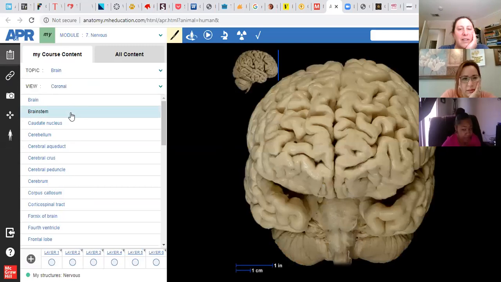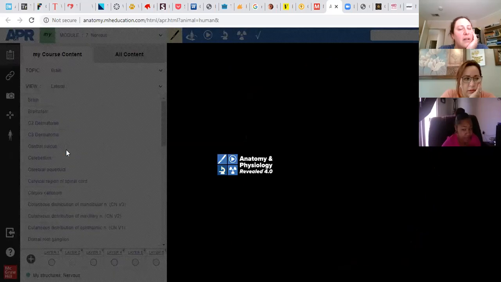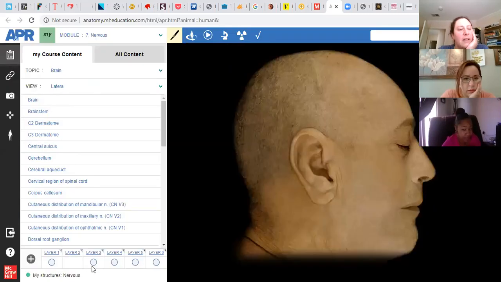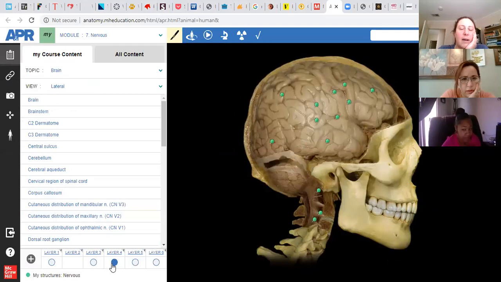Your coronal section is viewing this from the front, which is kind of interesting. Your lateral is actually in layers. So their first layer is skin. Your second layer would be bone, but they cut that away. So this allows you to see the dura, which is not actually on your list, but this is going to be more useful. So this is a lateral view of the brain with the dura cut away.